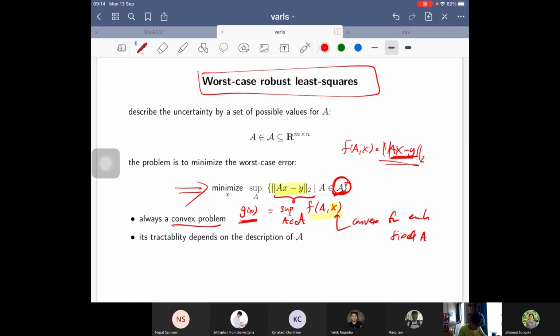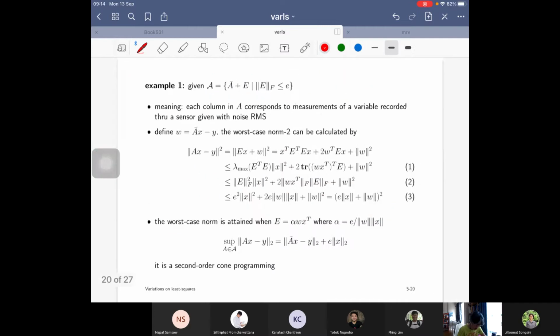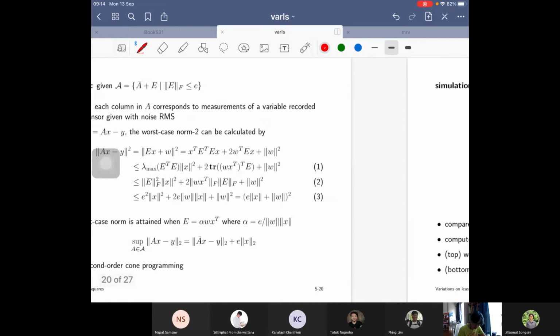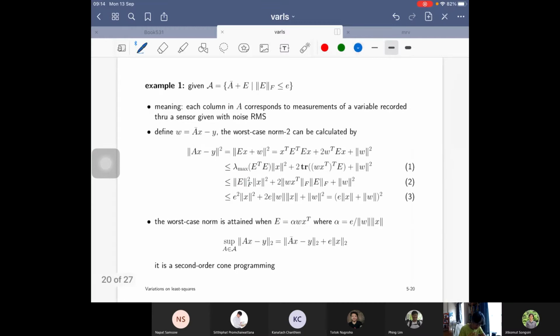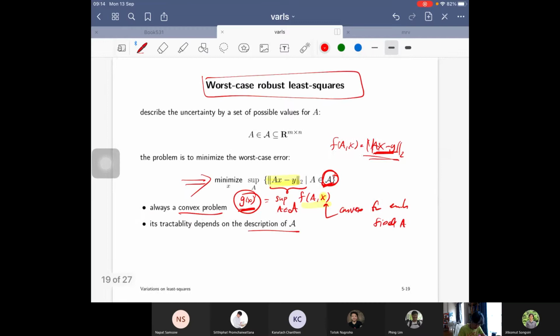How are we going to solve it? Because what is the expression of Gx exactly? That depends on the description of the uncertainty set A. And now we're going to give you some examples, all right? Because the tractability depends on the set E.